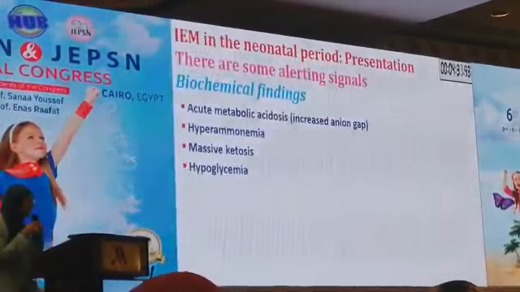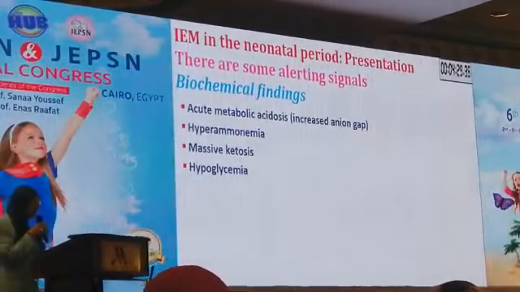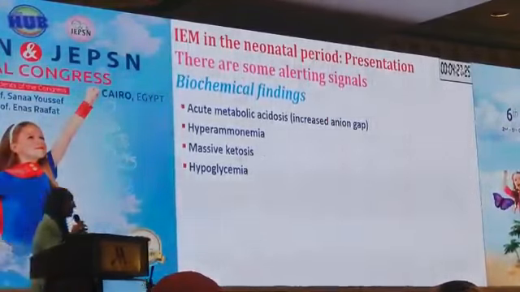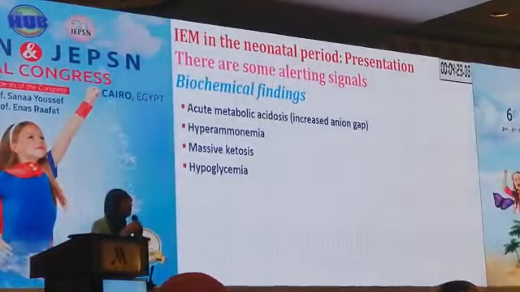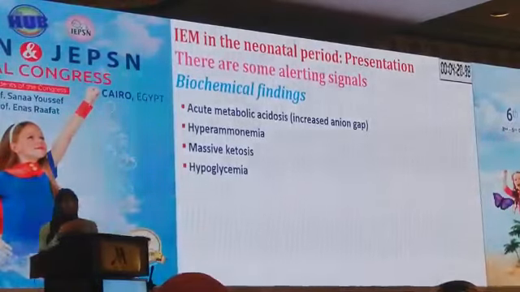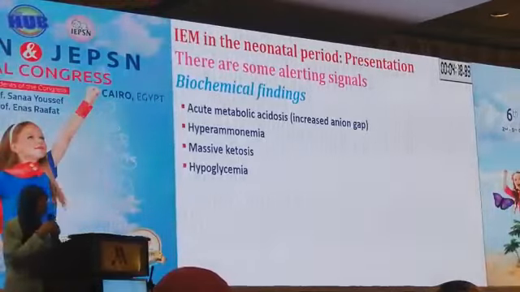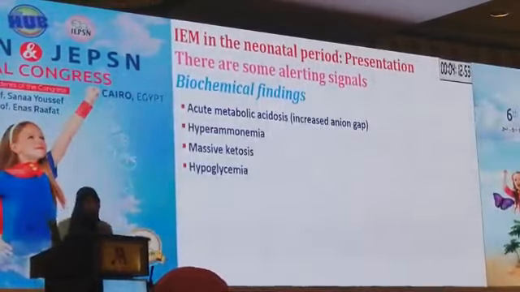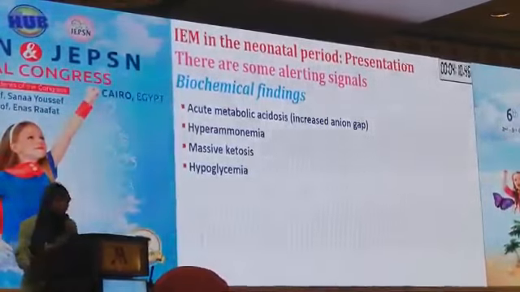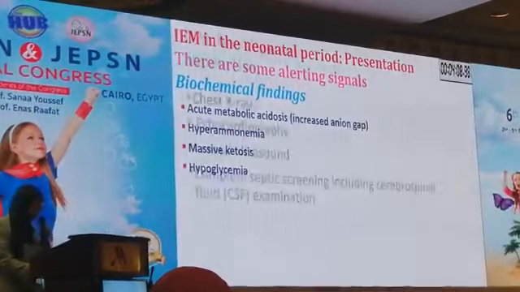There are some alerting signals also by chemical findings. If you find acute metabolic acidosis with increased anion gap, especially in the presence of ketonuria, we have to think of organic acidurias. If we do have hyperammonemia, also we have to think of urea cycle disorder. If we do see massive ketosis with metabolic acidosis, we have to think of organic acidemias, and also hypoglycemia, and I will give you the algorithm for that later.